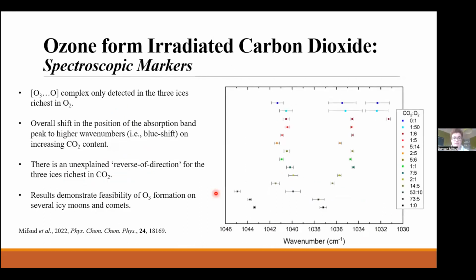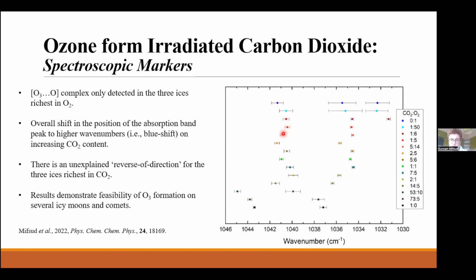Now, the last question that we had asked, spectroscopic markers, you'll recall that I mentioned that the ozone band itself is composed of three substructures. Interestingly, we only see three substructures in ices which are very rich in oxygen. When you get past a certain percentage composition of carbon dioxide, you lose the substructure attributable to the ozone atomic oxygen complex. And that is fairly well understood, because atomic oxygen in that case has so many more reaction pathways when a new molecule is introduced that it's just quickly eaten up in the radiation chemistry.